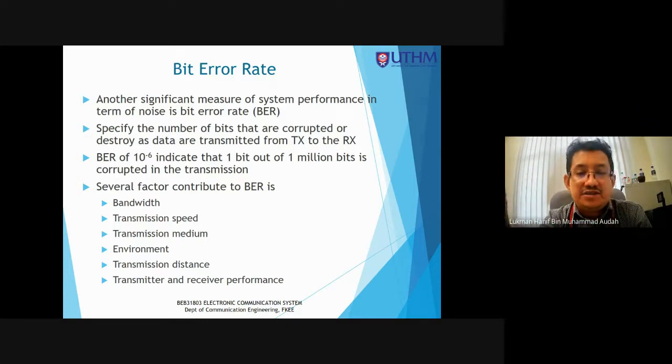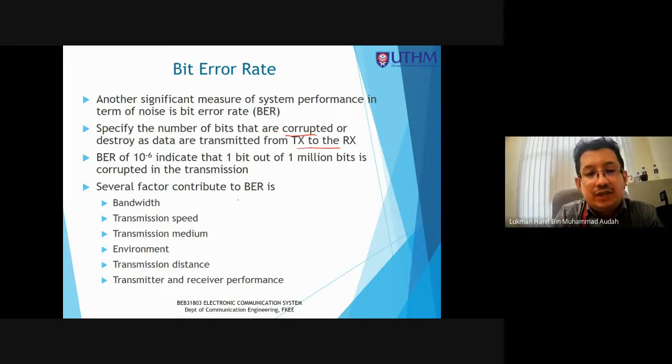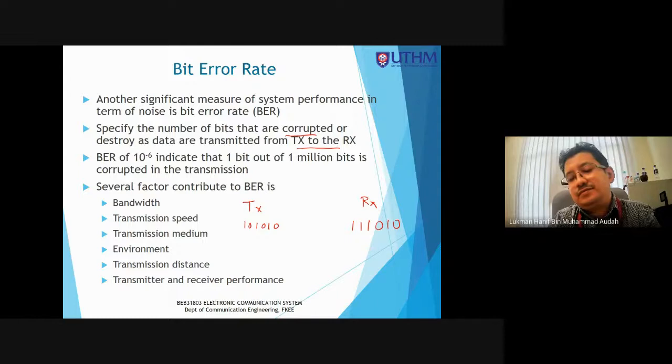It specifies the number of bits that are corrupted or destroyed as the data are transmitted from transmitter to the receiver. Apa maksud dia? Contoh kalau pada transmitter, let's say I send the message 101010 like this. Suddenly the receiver, when it receives the message, it will decode the signal as 111010. So I send this to the receiver. Suddenly the receiver interprets the signal as this 111010.